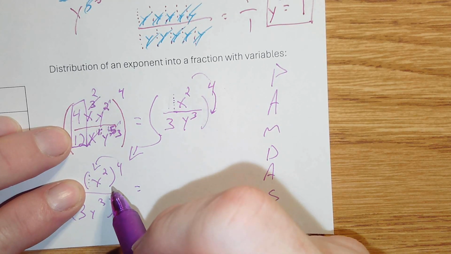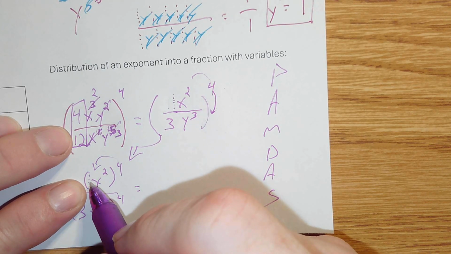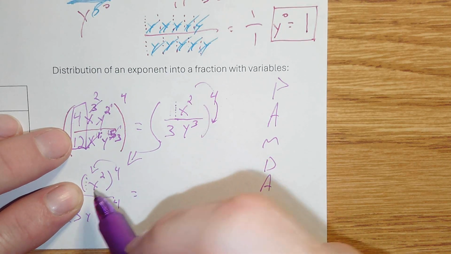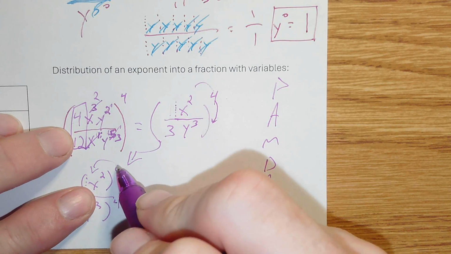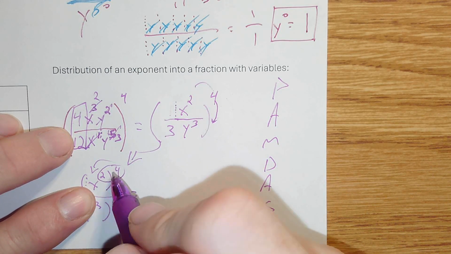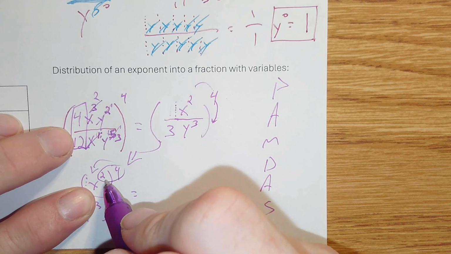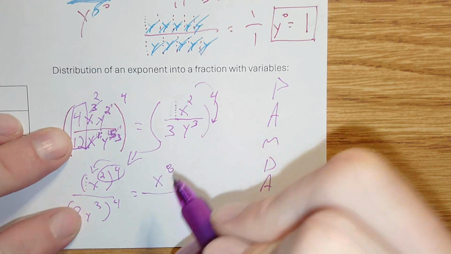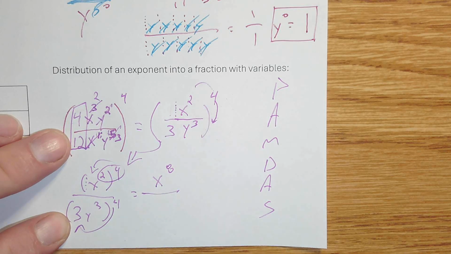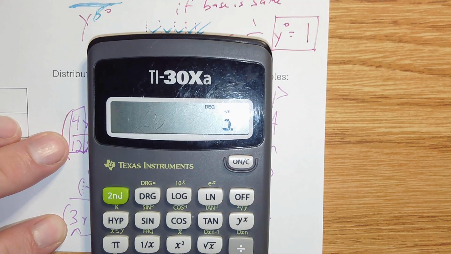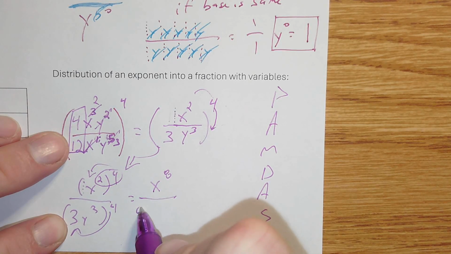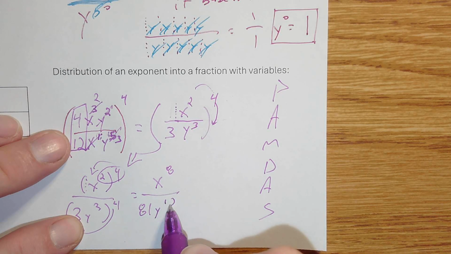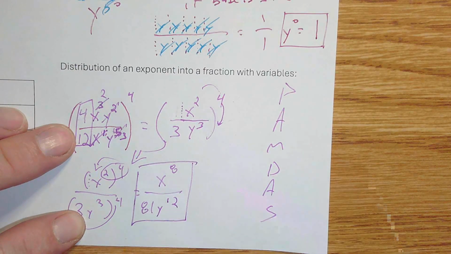I remember from the last lesson, I have to raise the coefficient to the power, so 1 to the 4th is 1, and then I multiply the exponents of the variable. So 2 times 4 is 8, x to the 8th. Do the same thing: 3 raised to the 4th is 81, and for y, 3 times 4 is 12. So there is my answer for that.